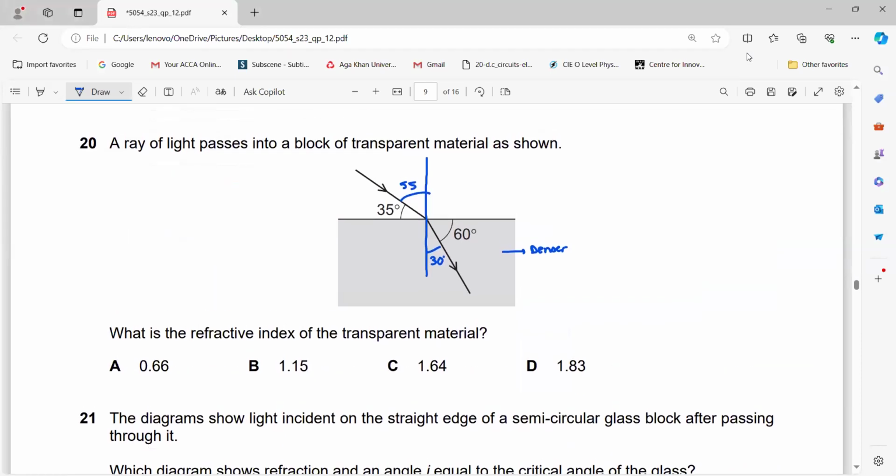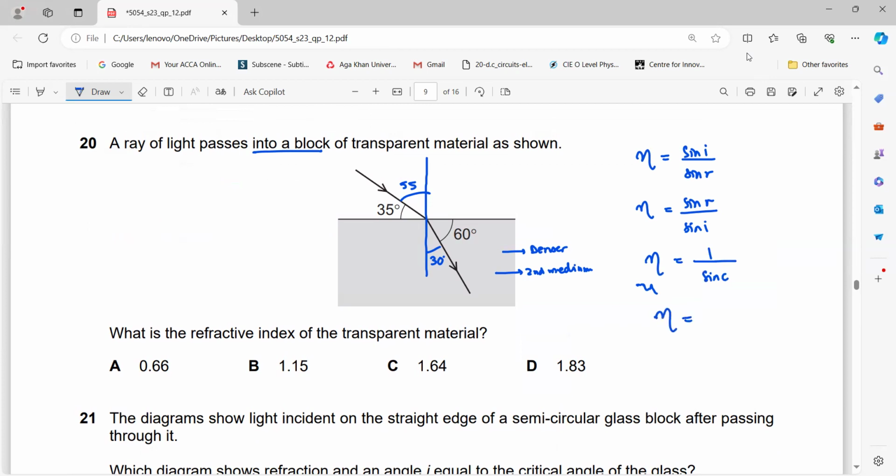Now it says a light wave passes into a block. This means this is the second medium, and you have four formulas for refractive index. Refractive index for second medium is sin I over sin R. Refractive index for first medium is sin r over sin I. Refractive index for critical angle is 1 over sin c.